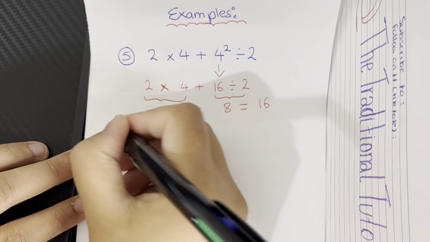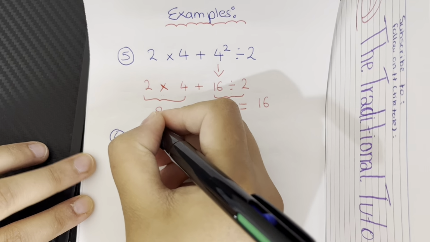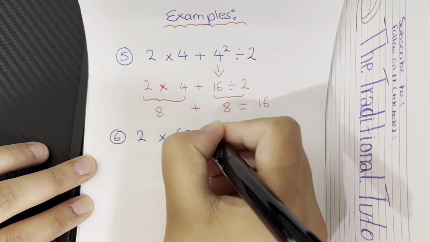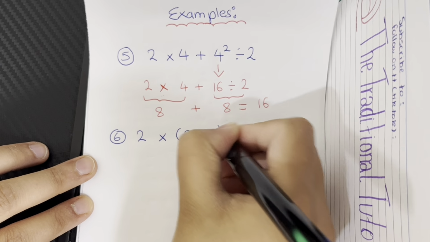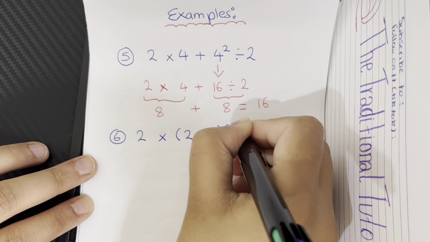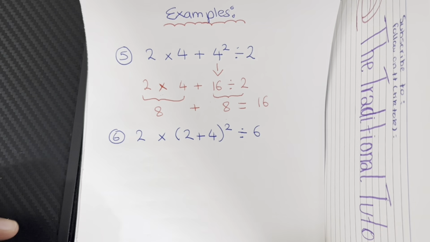Okay, example 6, we've got 2 multiplied by brackets 2 plus 4 squared divided by 6. Okay, so in this question we've got a lot going on.